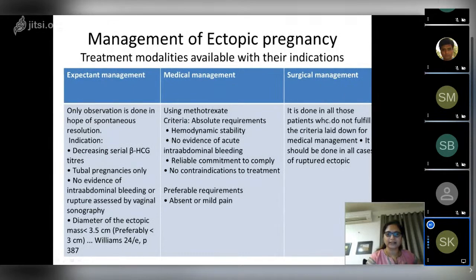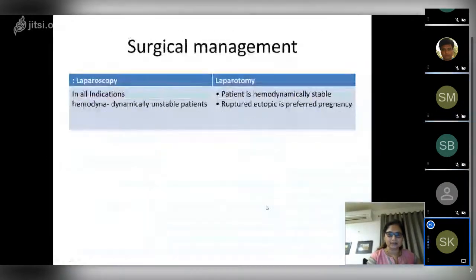So what are these criteria which are not laid down? In the sense that there could be a gestational sac more than 4 centimeters, there could be fetal heart rate, or the adnexal mass could be higher, or there could be a huge rupture with the collection within the POD. So these are some of the criteria where the patient is directly taken up for surgical management rather than waiting for a medical management. So these are the options.